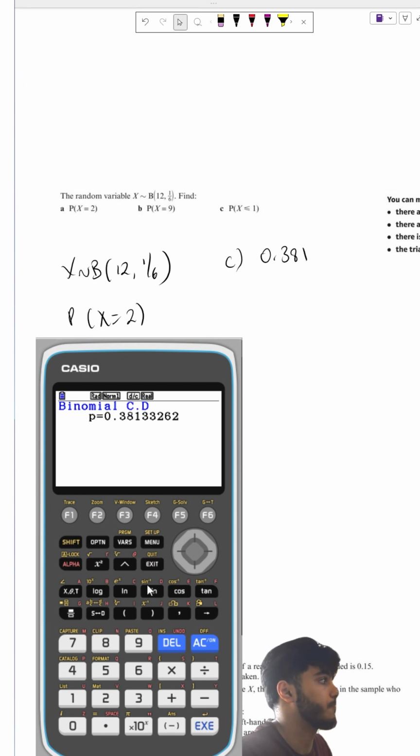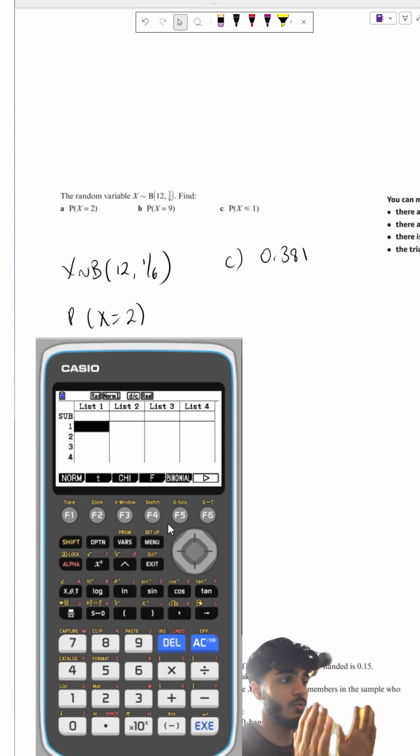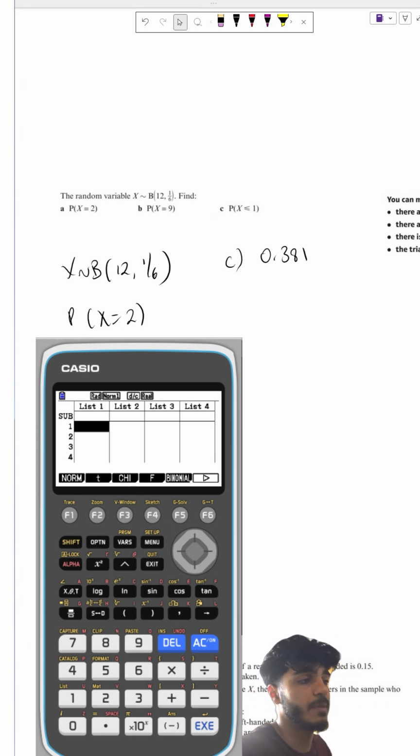A lot quicker. And you have normal distribution, you have all sorts of different distributions. It's a lot more helpful when you have in-betweens, like for example, between 1 and 10 and something like that.